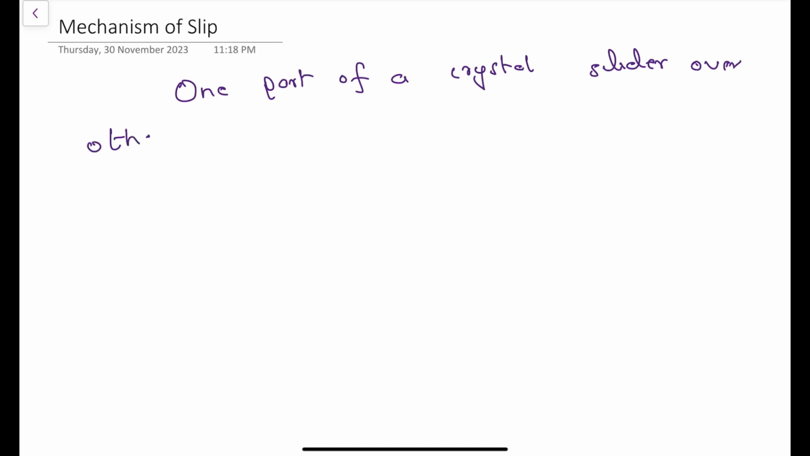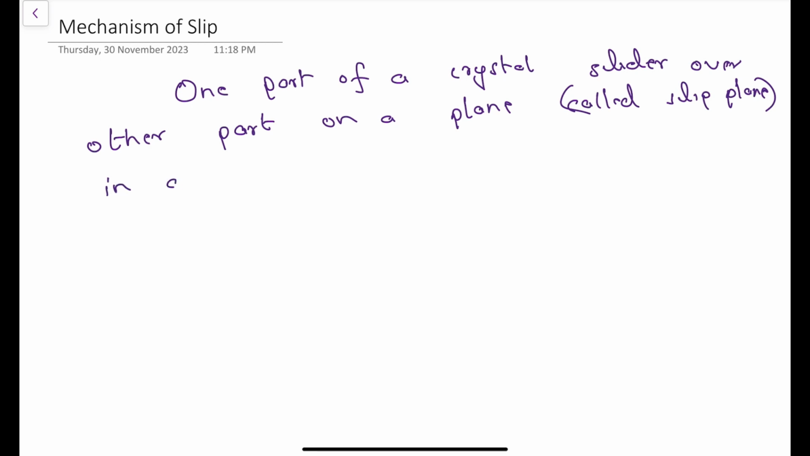So far, we have discussed what slip is and how it occurs. Let us start with the definition of slip. In slip, one part of a crystal slides over the other part on a plane called the slip plane. It is different for different crystal structures. The direction in which it slides is called the slip direction.